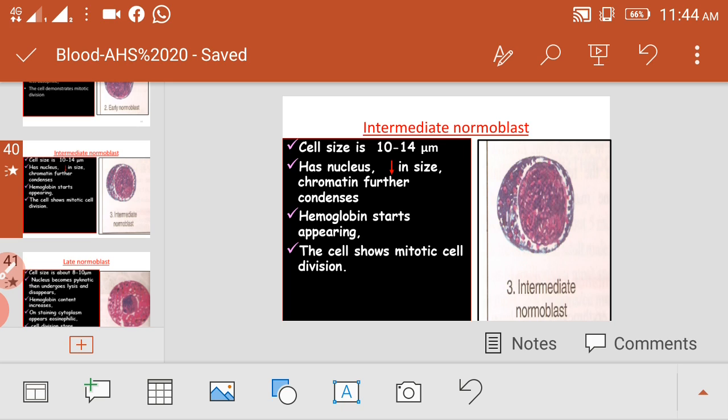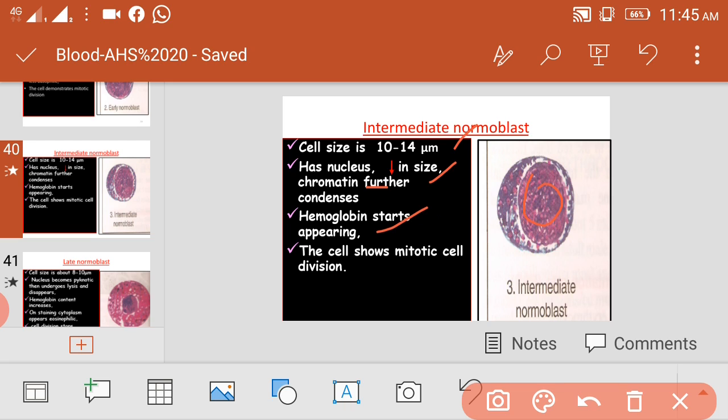Next, coming to the intermediate normoblast. Intermediate, so that is in the middle. In the intermediate normoblast, again the cell size decreases, about 10 to 14 micron. Still the nucleus is present, but the size is decreasing. In the nucleus, the chromatin undergoes further condensation. Next, the hemoglobin starts appearing.